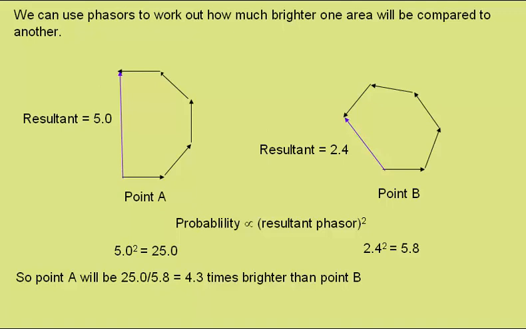Photons have 4.3 times greater probability of arriving at A than they do at B.